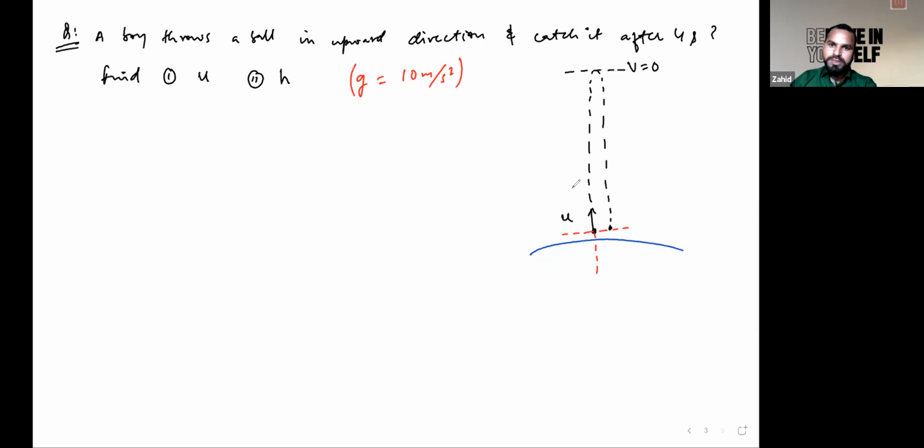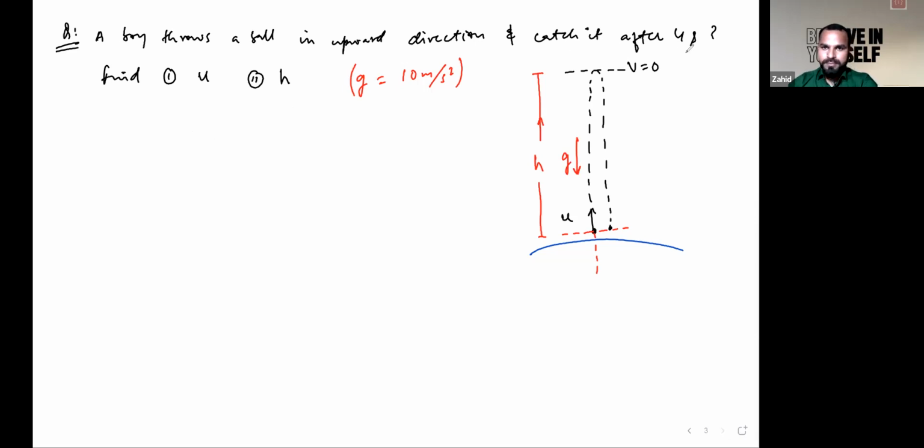So all of the quantities which are in upward direction must be positive and along downward direction must be negative. So u, which is going along upward direction, will be positive. Height attained by the body, which is also in upward direction, will again be positive. And gravity always acts along downward direction, so it will be negative.